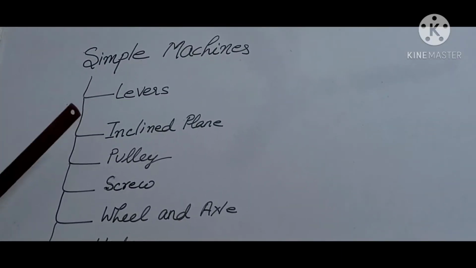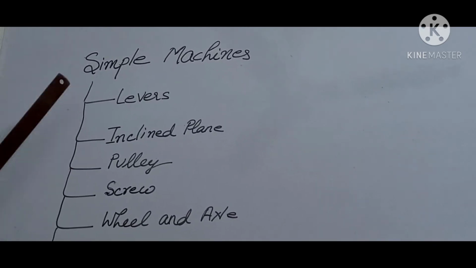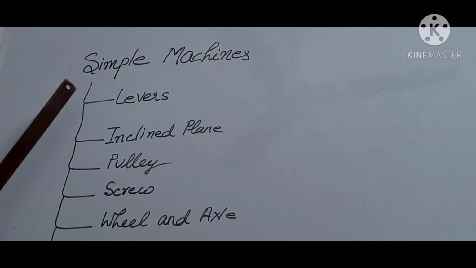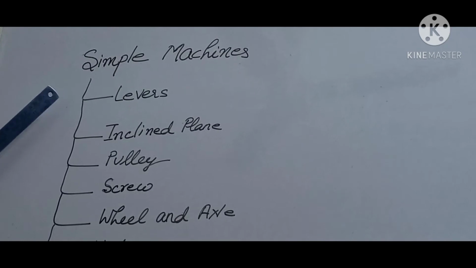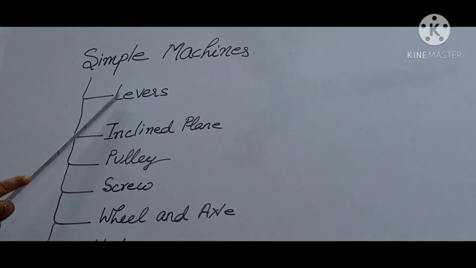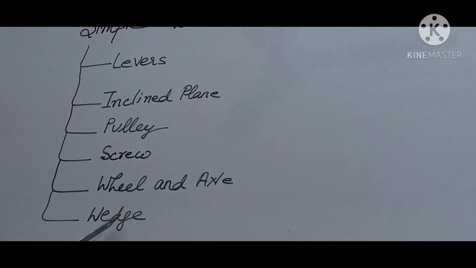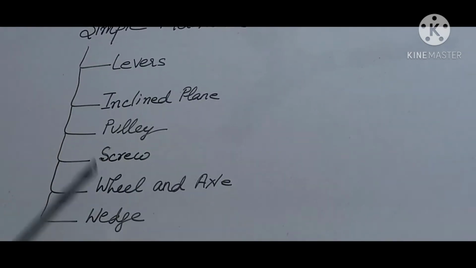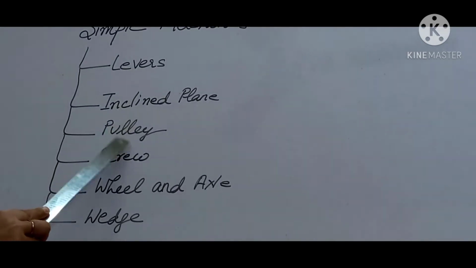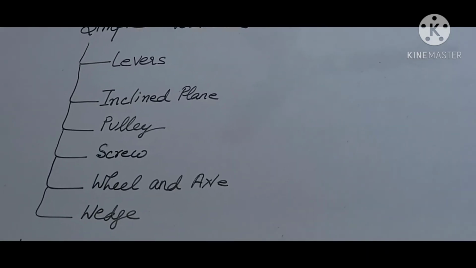So, let's start. Students, we have just seen that in everyday life, we use various devices which make our work easy. These devices which help us to do our work easily and faster are called simple machines. These machines do not have many parts. They are grouped as levers, inclined plane, pulley, screw, wheel and axle, and wedge. So we can say that simple machines are grouped under 6 heads, which include levers, inclined plane, pulley, screw, wheel and axle, and wedge. First, we will study about lever.